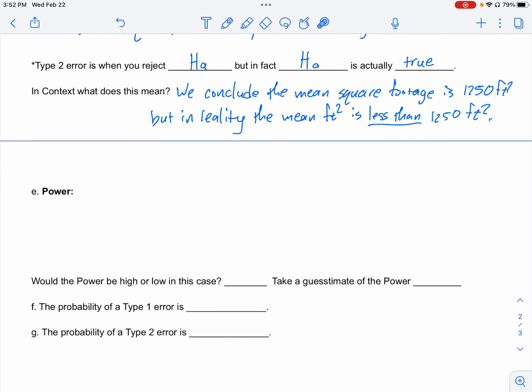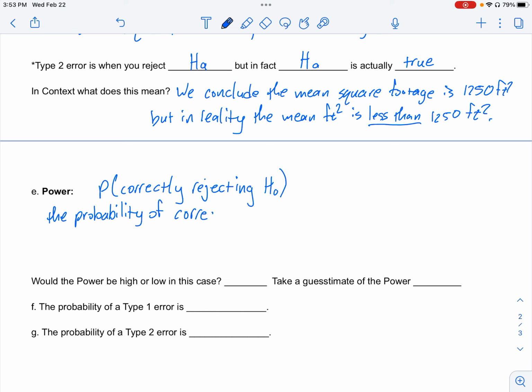Power is this idea that is not that likely to be tested in May, but it's still worth our time. Okay. Power is the probability of correctly rejecting the null hypothesis, H sub 0, H naught. In other words, it's the probability of correctly rejecting the null when in fact the null is false. When in fact H naught is false. Okay?